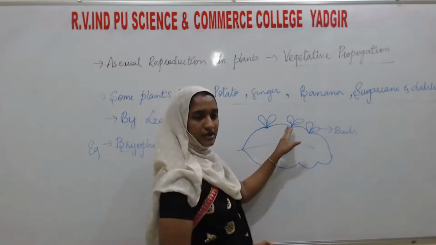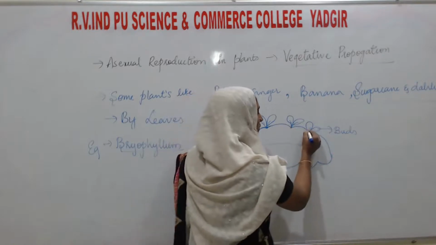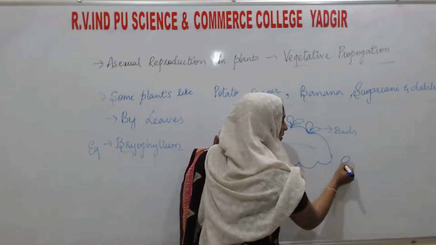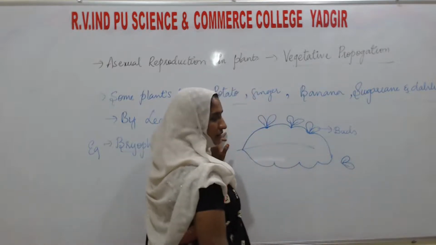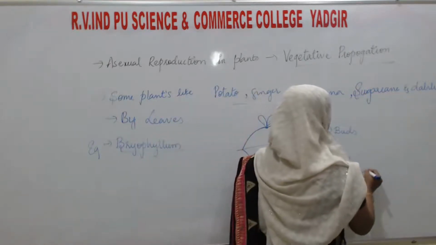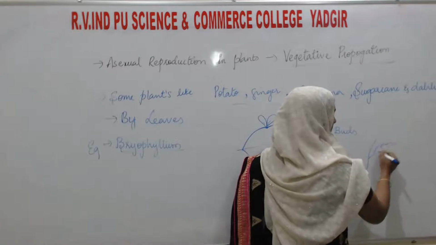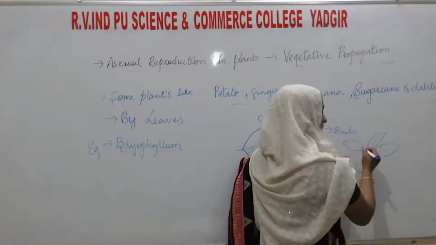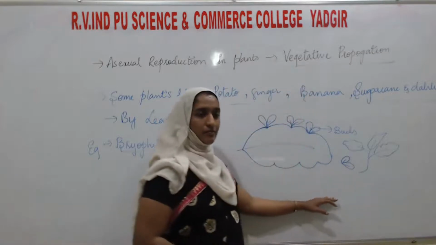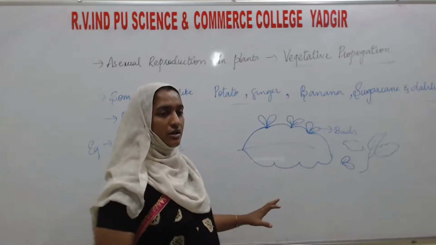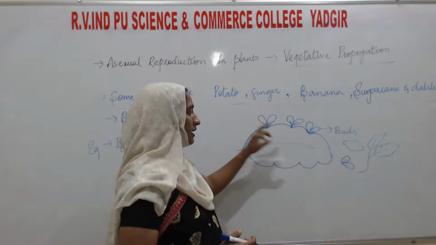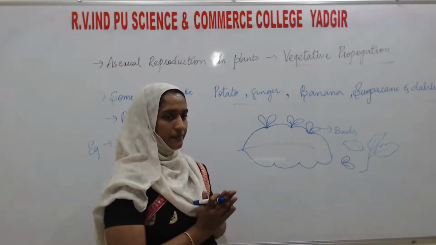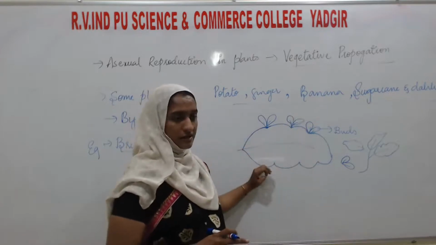So from the leaf surface, these buds are going to detach, meaning they will fall down on the soil, and these buds will give rise to a new plant like this. So here what is happening? That is vegetative propagation, or asexual reproduction, taking place by the buds of the leaves. Totally it is from the leaves.